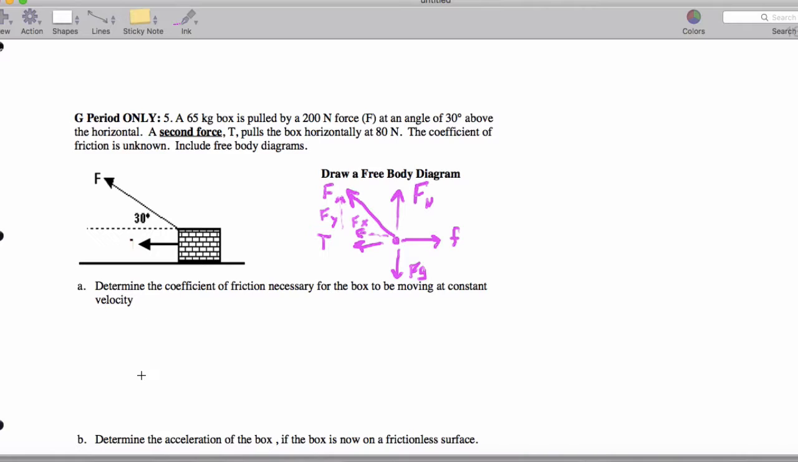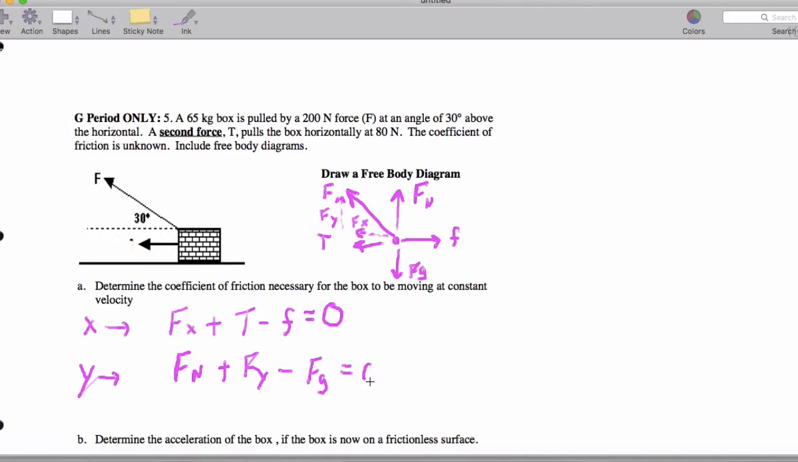Now we want the coefficient of friction necessary for the box to be moving at constant velocity. So let's be clear. In the horizontal direction, we have forces Fx plus tension going one way. They balance the friction force such that the box moves at constant velocity and the forces are balanced. In the y direction, we have the normal force and Fy also pointing the same way. They compete with the weight force or the gravity force, and the effect is that the forces cancel since the box doesn't accelerate in that direction.